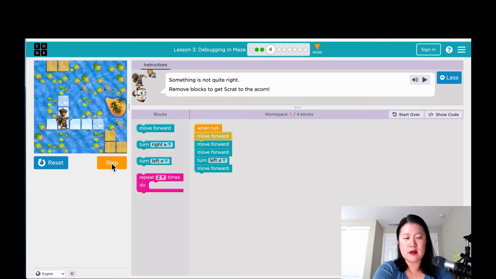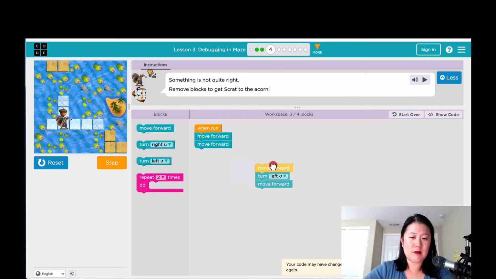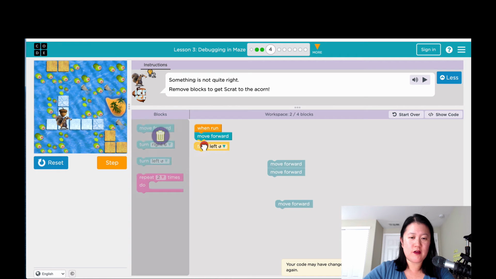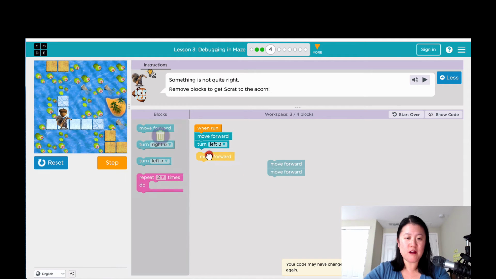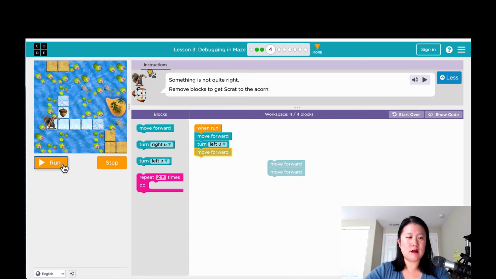Now, which way does Scrat have to go to the acorn? Does he have to go forward? Does he have to turn? So we need to make him actually do what? You got it. We have to make him turn. So let's take out this turn here and move it over here. And then once he turns left, what's going to happen next? He has to actually land on the acorn, so he has to move forward. Right? Let's click that together. Let's reset it. Let's run it.